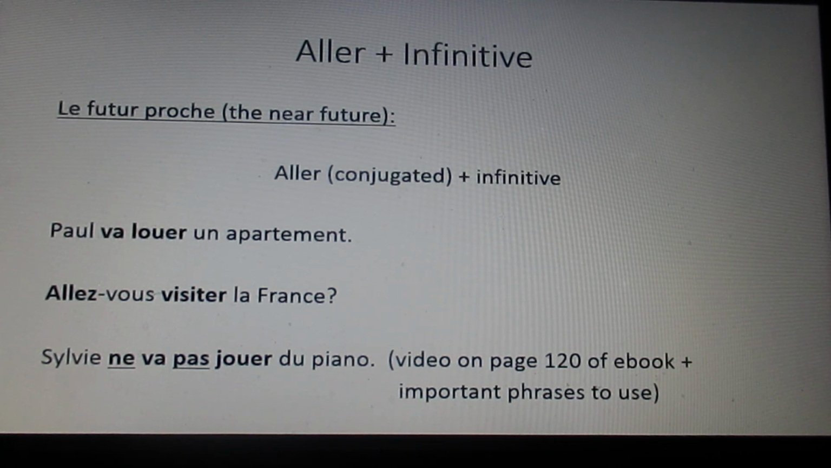Last example here, Sylvie. Sylvie ne va pas jouer du piano. So notice when we're using ne pas, it only goes around the aller. Sylvie ne va pas. And then again, we have jouer. We're not changing the jouer at all. It still has the ER because we want to say to play. And to say to play, that means we use the infinitive. And the negation goes around just the aller part that we have changed. Ne va pas.